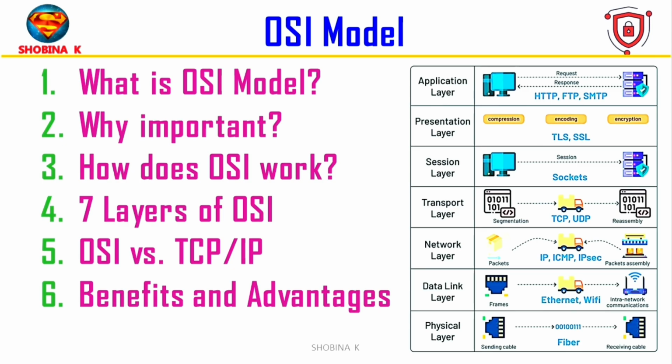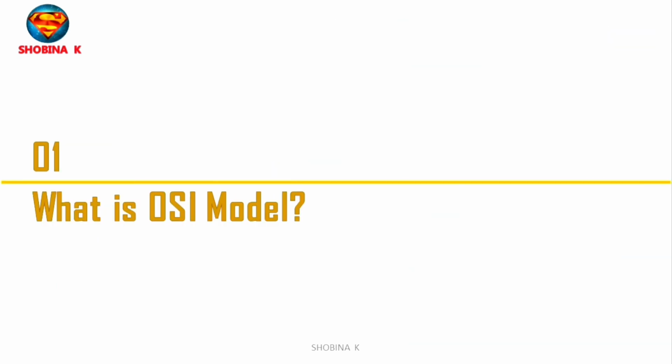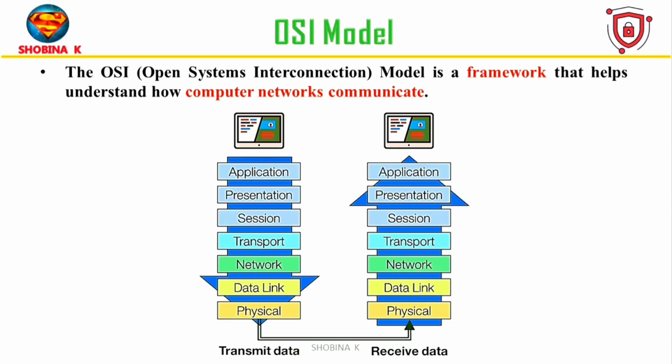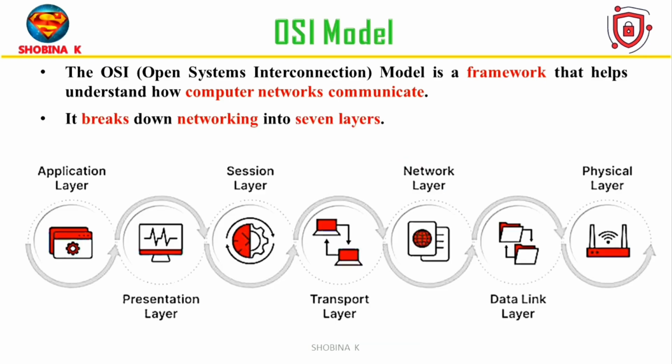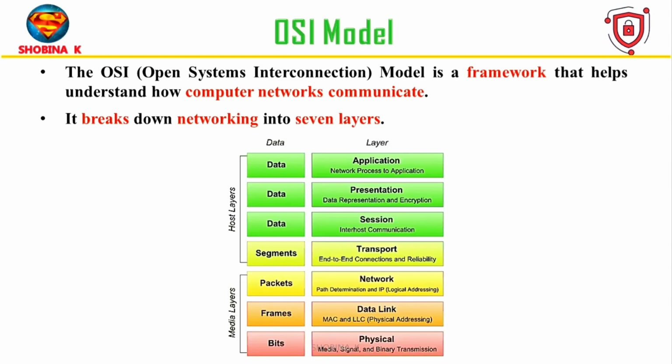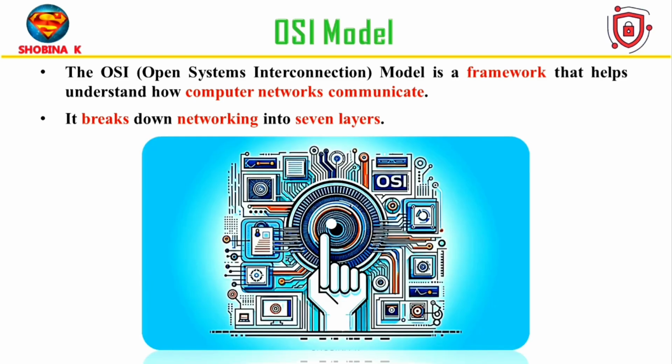Let's get started. What is the OSI model? The OSI model is a framework that explains how computer networks communicate. It divides the networking process into 7 distinct layers. Each layer has its own specific functions. This structured approach facilitates interoperability between different systems and helps in design and troubleshooting of network communications.